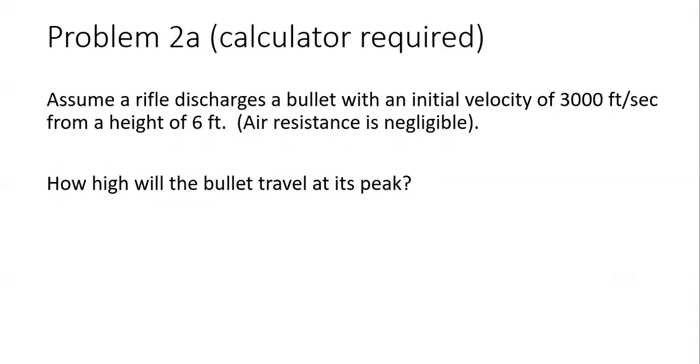Okay. Part 2, problem 2, part A. Assume a rifle discharges a bullet with an initial velocity of 3,000 feet per second from a height of 6 feet. How high will the bullet travel at its peak? Okay, so this one is the more interesting one with the calculator. It might actually be easier to do some of this by hand. So let's see what's going on.